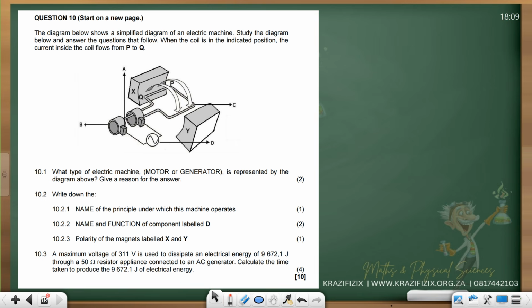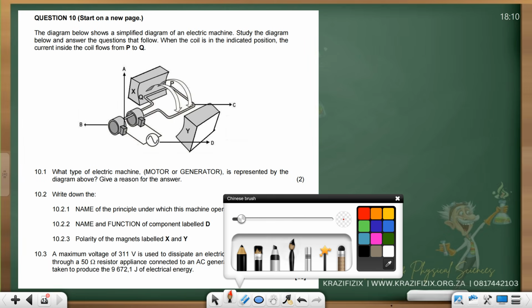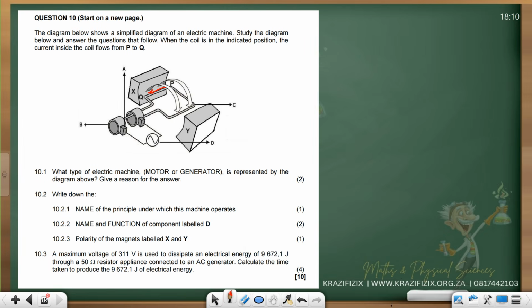The diagram below shows the simplified diagram of an electric machine. Study the diagram below and answer the questions that follow. When the coil is in the indicated position, the current inside the coil flows from P to Q. Okay, let's put an arrow there, like that. What type of electric machine? What's your answer? And give a reason. Is this a motor or a generator?